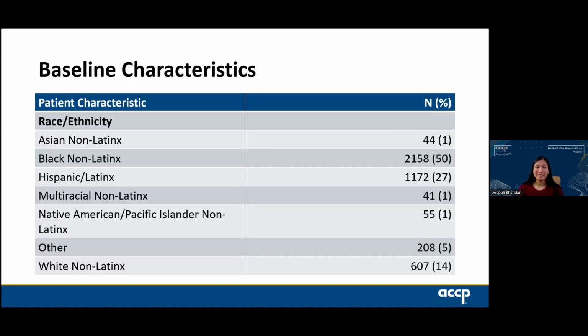Some additional baseline characteristics: most of these patients were identified as Black, non-Latinx, and then from there, Hispanic Latinx.